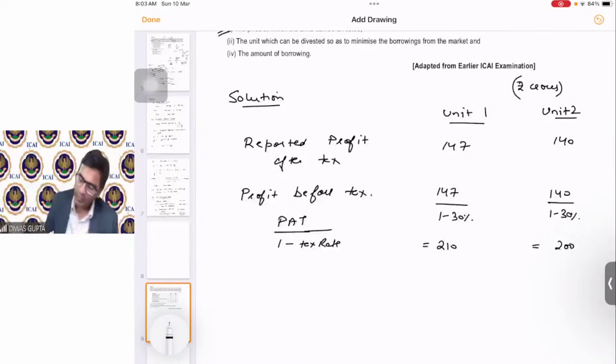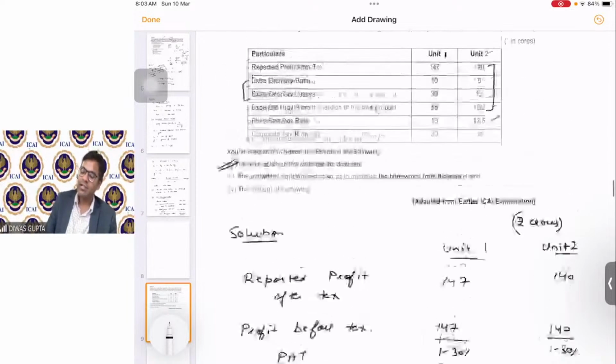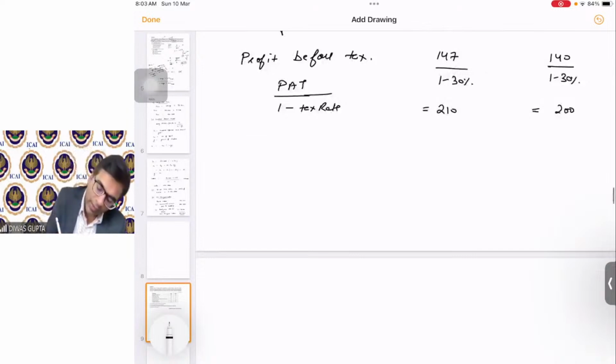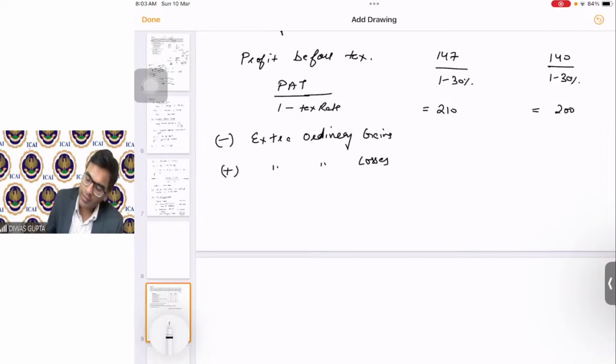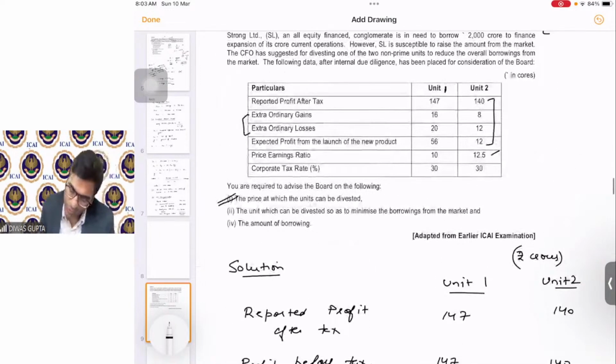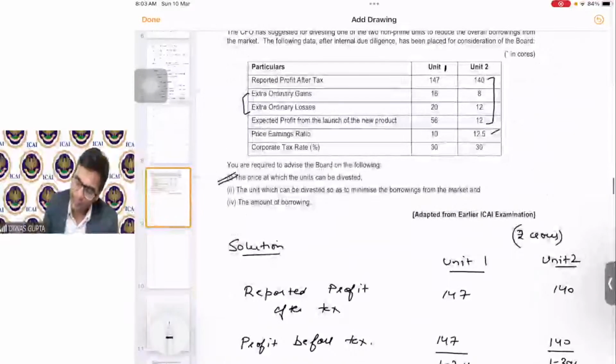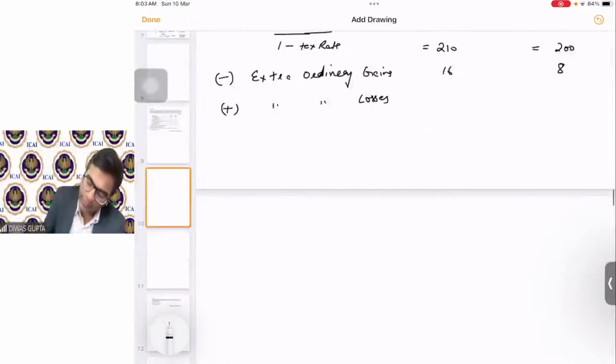Now, students, these values include extraordinary gains and losses. So we have to remove them. Minus extraordinary gains plus extraordinary losses. Gains are how much? 16 and 8. And these are already pre-tax. So I am not adjusting for tax in this. Extraordinary losses are 20 and 12.